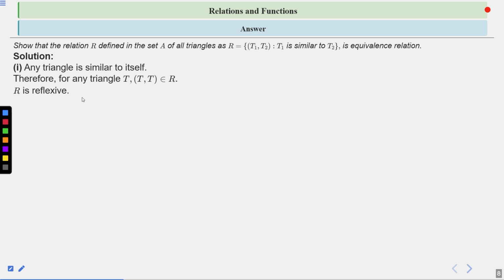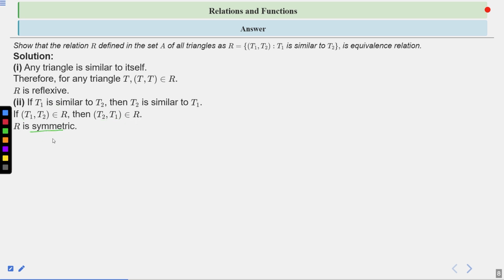So R is reflexive. For the second, we need to show R is symmetric. In order to show R is symmetric, we start with the pair (T1, T2) belongs to R, which gives me T1 is similar to T2. And this is the same as saying T2 is similar to T1. So from the first, we started with (T1, T2) belongs to R, and this gives me (T2, T1) also belongs to R. So R is symmetric also.